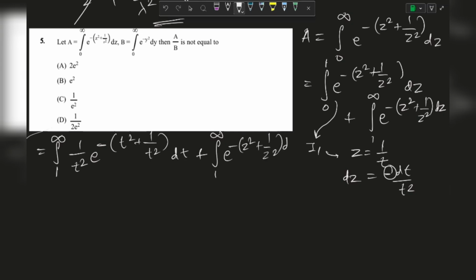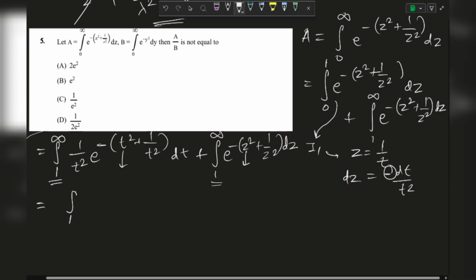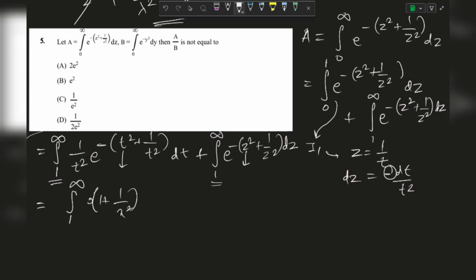So basically, the purpose of splitting this was actually to make these two limits the same. And as the variable doesn't matter, I will turn this t and this z also into x. So this becomes integral 1 to infinity of (1 plus 1 by x squared) and e power minus (x squared plus 1 by x squared) dx. This is basically our final form, and now the question is nearly done.